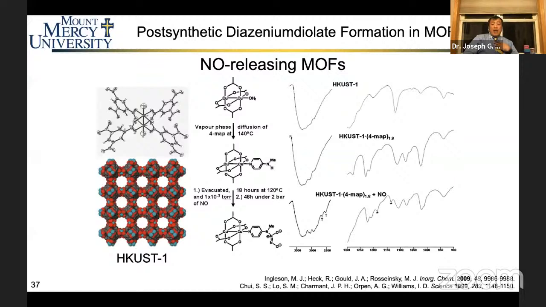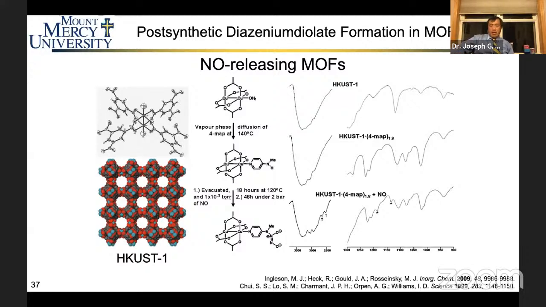While I was working on my project to release NO, another group, the Rosseinsky group, had also worked on it at the same time. What they did is they took the same HKUST-1 as before, but instead of using cobalt or nickel, they used copper. And they used a pyridine. This pyridine had an amine group, and they exposed it to nitric oxide, converting that amine to a NONOate. You can find out whether or not you formed the NONOate using IR, because that's where some of these stretching frequencies show up. And that lets you know, yep, we actually have that.